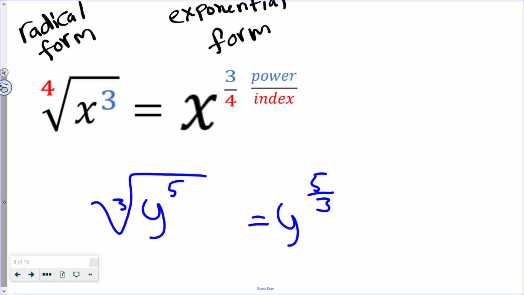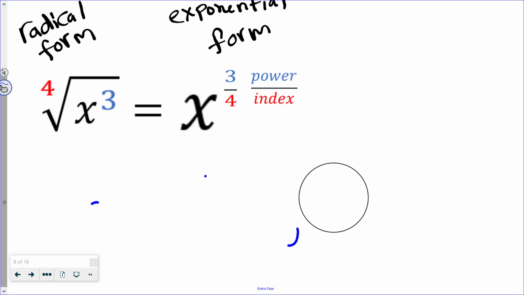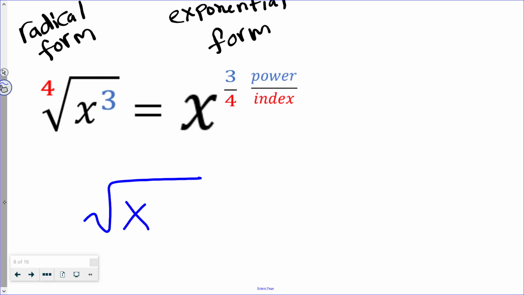What if I give you this here? Can I give you another example? Brian, 2 over 2. X to the 2 over 2, which is what? X to the first. That's why the square root of x squared is just x. Does that make sense? You're just going from radical form to exponential form.